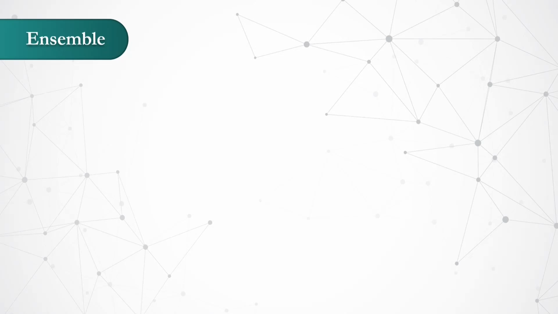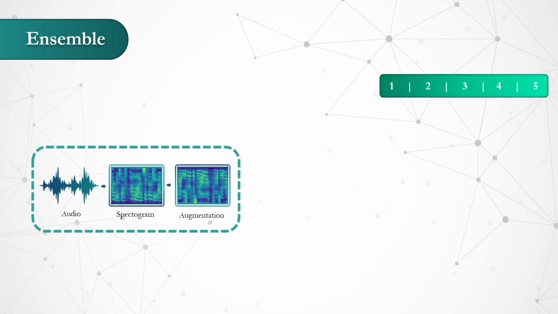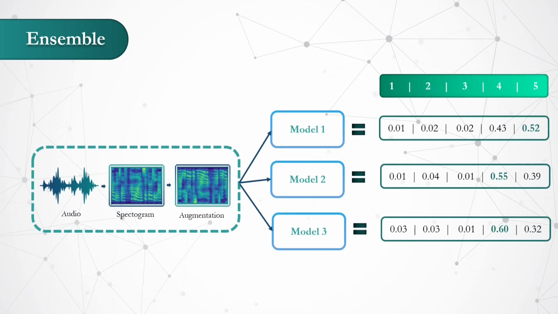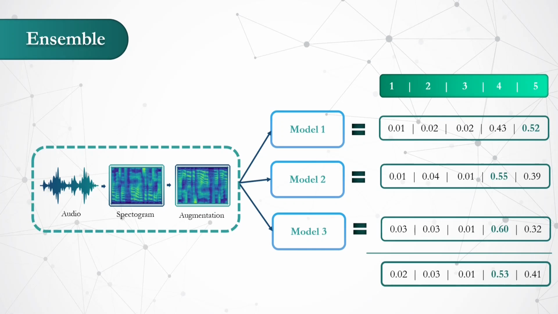So after we train the various models mentioned before, we ensemble their output. We take the outputs from model 1, 2, 3, and so on, and take their mean as the final prediction. This combination of model outputs increased our overall score.